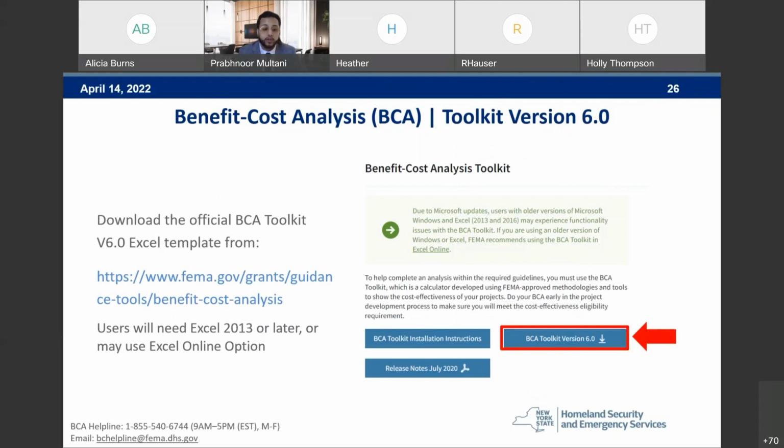You can download the BCA Toolkit v6.0 Excel template directly from FEMA's website. The link is provided there. You will need Excel 2013 or later. If you are having issues with the desktop version, you may use the Excel Online option. On the right-hand side of the screen, you'll be able to see what the web page looks like. The box outlined in red is the button you click to download the Excel template.